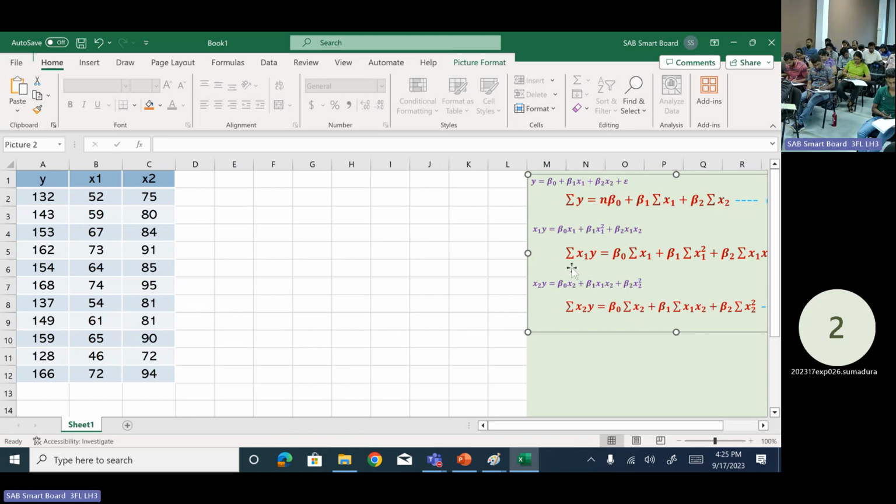Now, when you take the second one, no need to memorize anything. We look at the formula and decide what columns we are going to develop. So for the second one, the x1 y column is needed because that sum is needed.